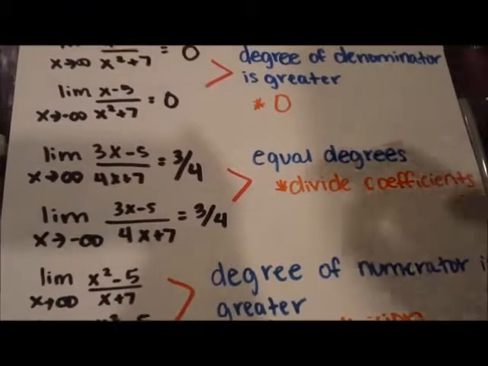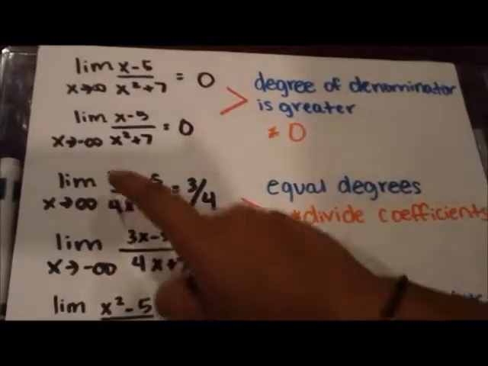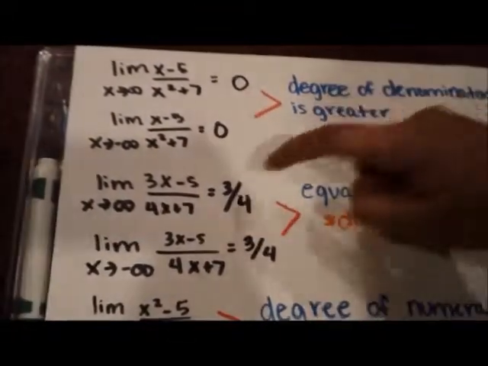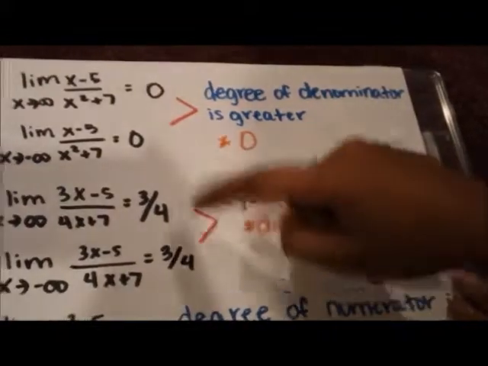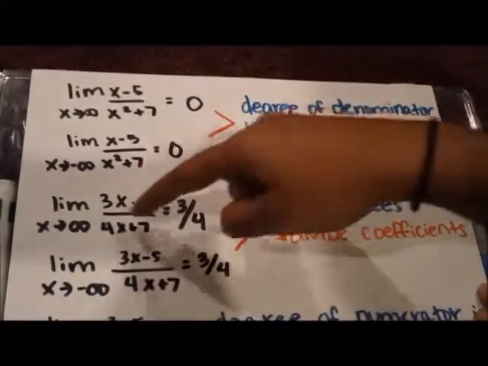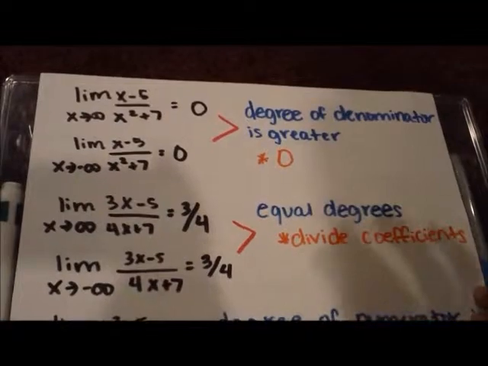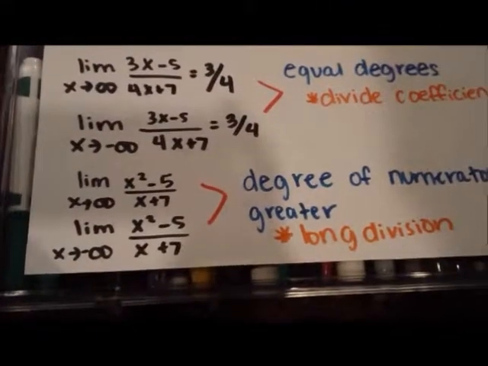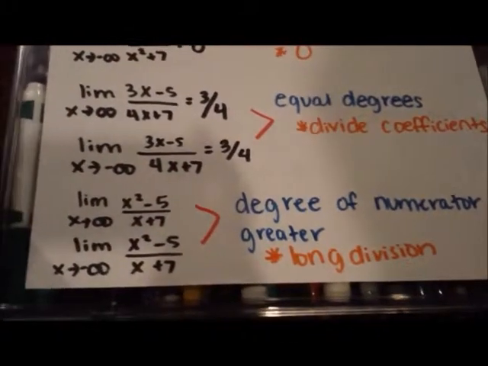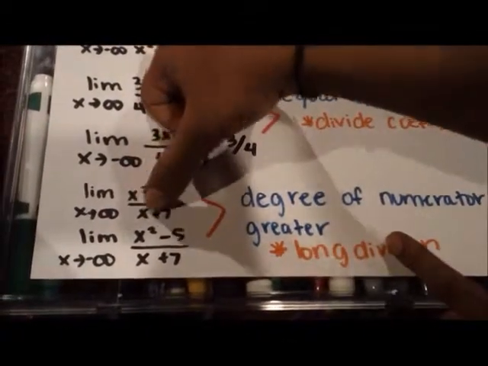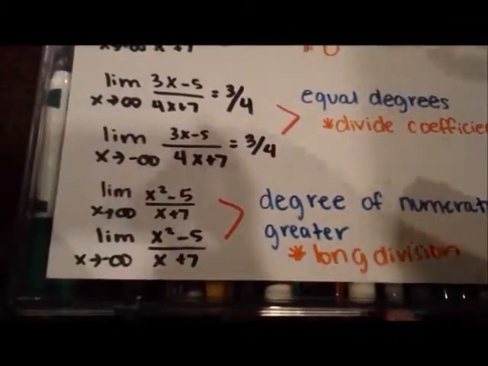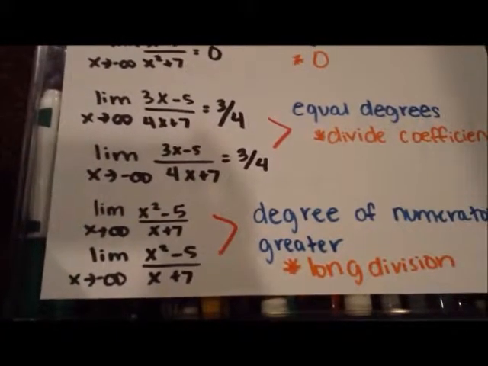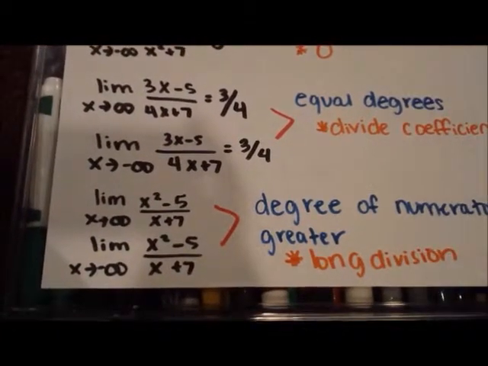Next, if we look at functions with the same degrees on the top and bottom, we can see that we just divide the coefficients, because as x approaches infinity and negative infinity, there will be the same asymptote. If the degree of the numerator is larger than the degree of the denominator, which, as we can see, x squared is greater than x, the process of long division will enable us to find the asymptote for both approaching infinity and negative infinity.